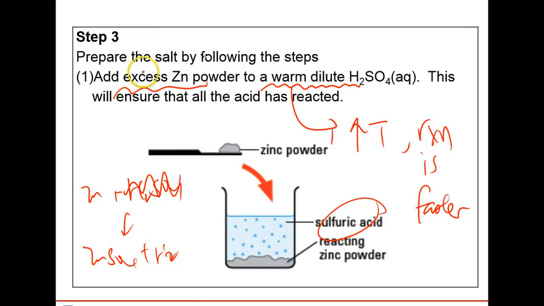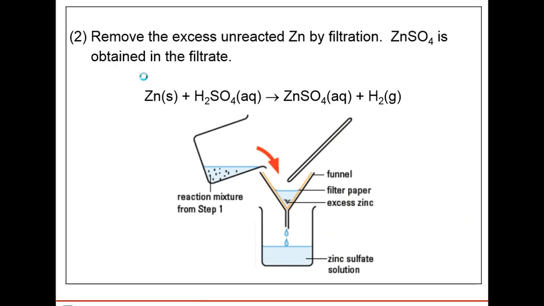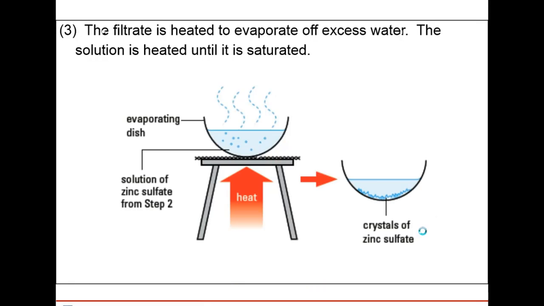And this is excess. If you recall earlier, how do we get rid of the excess? We simply filter the excess out. So when we filter, this is the excess unreacted zinc here, and over here we have the zinc sulfate solution. Now, the next step is the crucial step. How do we get the zinc sulfate crystals out from the solution? We do not evaporate to dryness. We use a method called crystallization.